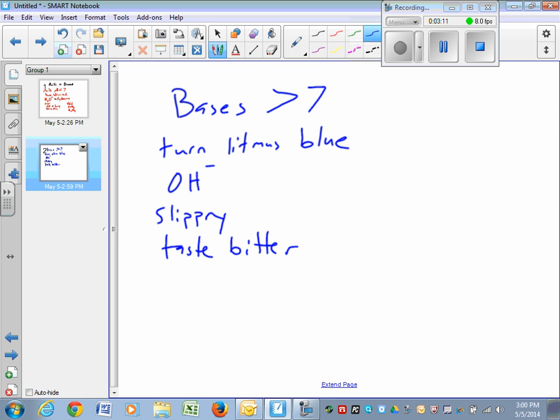And some strong bases are anytime you have an alkali metal with hydroxide. So sodium hydroxide, potassium hydroxide. Those are examples of strong bases.